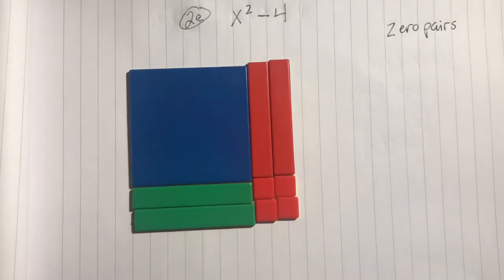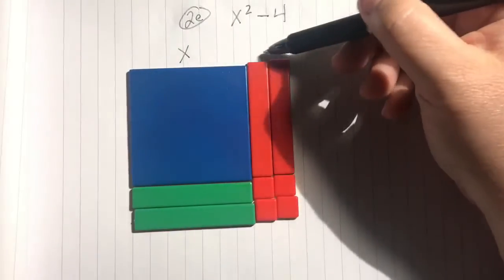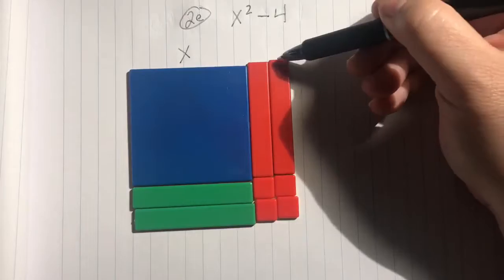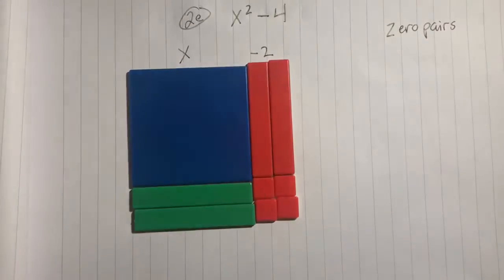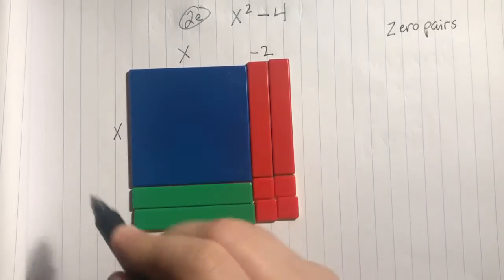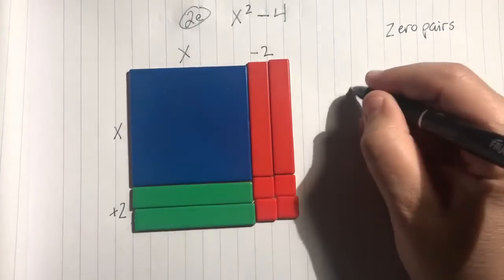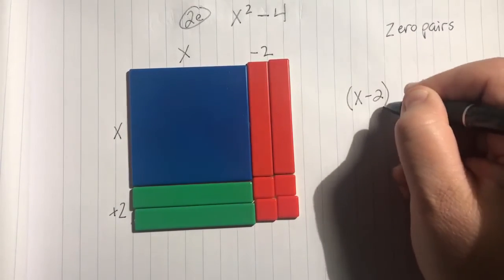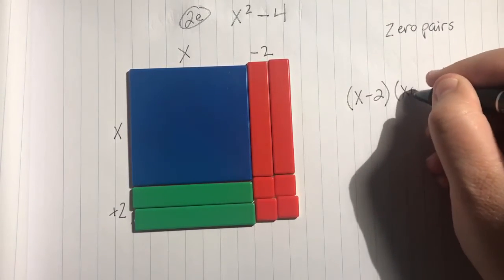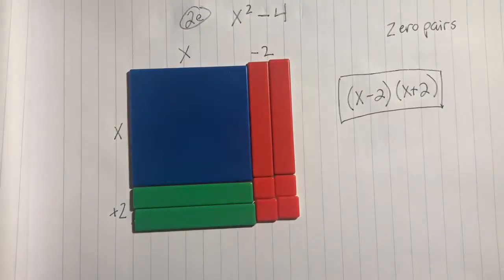So what do we have here? We have x, and then this right here is minus 1, so that's minus 2. And over here, we have x plus 2. So how do I factor this? I have x minus 2, and I have x plus 2. And it is now factored.